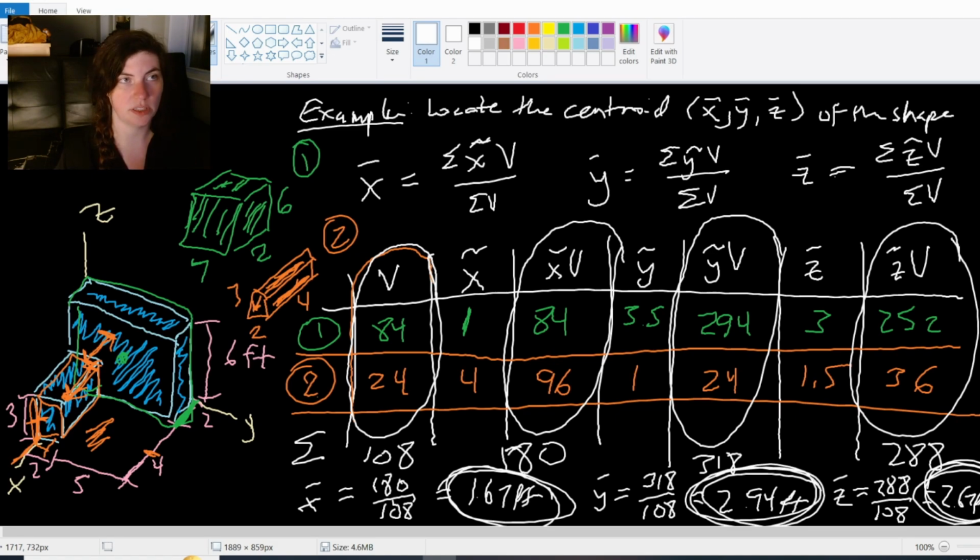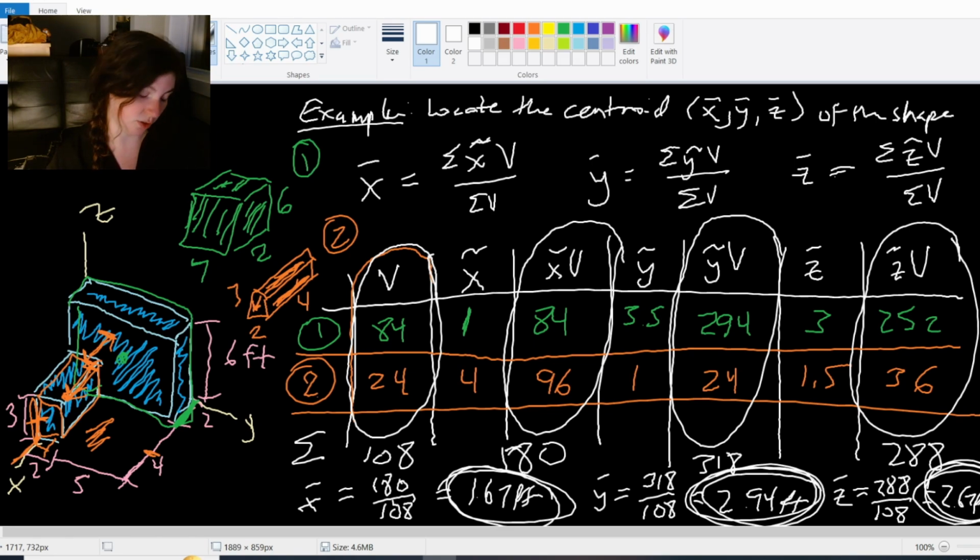Find those centroids. I can do a quick little sanity check and just say, okay, does 1.67 make sense for x bar? And the answer is, yeah, it really does, because our x goes out by 2 and then another 4 feet, but most of the mass, most of this thing is sitting way back next to the zy plane. So it makes total sense that our x should be a little less than 2.